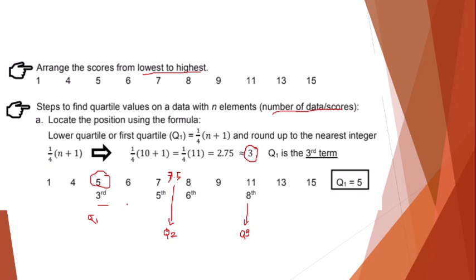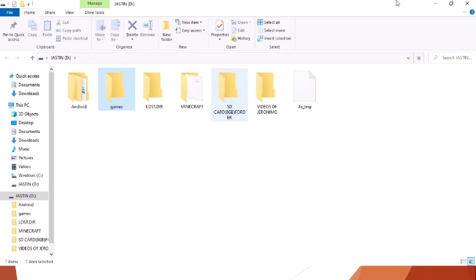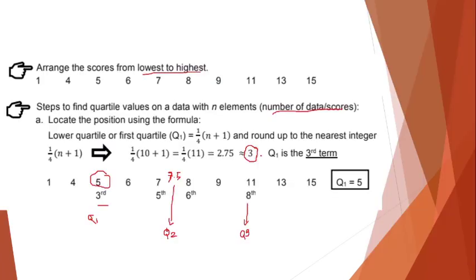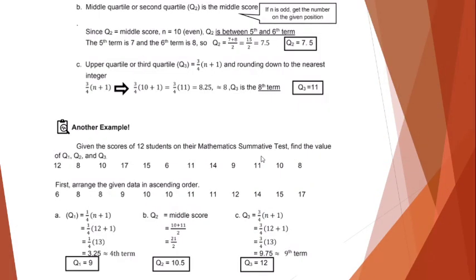So kung nung nakaraang video ko ng grade 10 ay nalito kayo, kasi illustration pa lang yun eh, medyo magulo pa. Ngayon, computation na. Okay, so another example. Given the scores of 12 students on their mathematics summative test, find their quartile 1, 2, and 3.